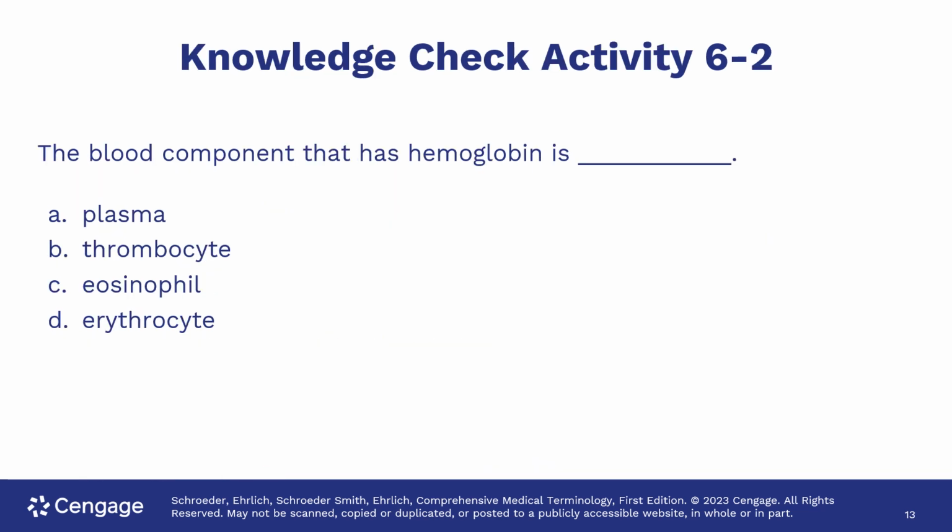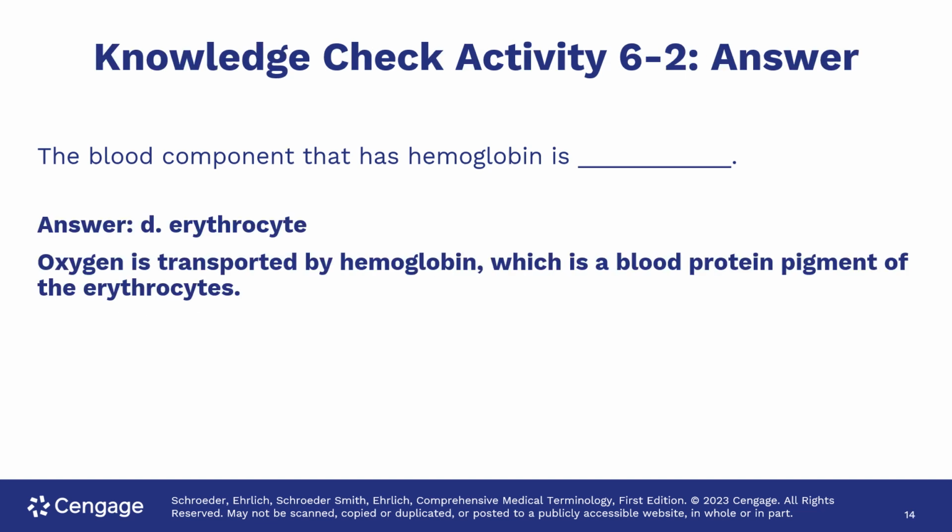Where can you find hemoglobin? Erythrocyte, or red blood cell. Hemoglobin gives the red blood cell its color.